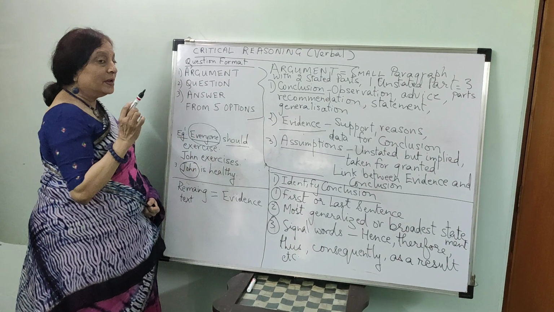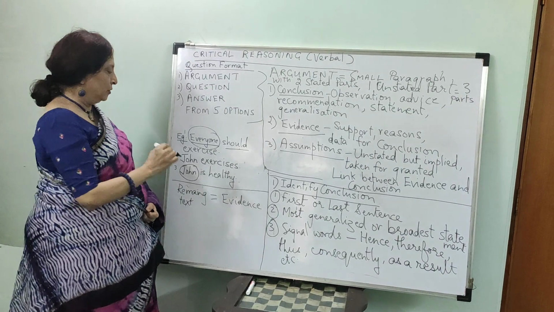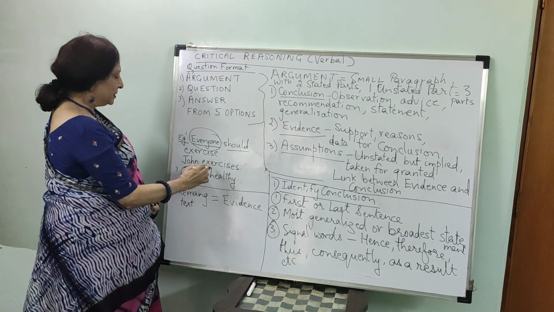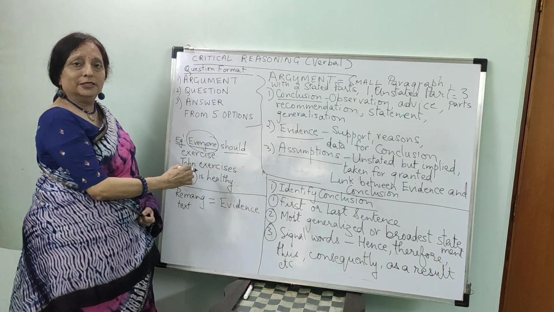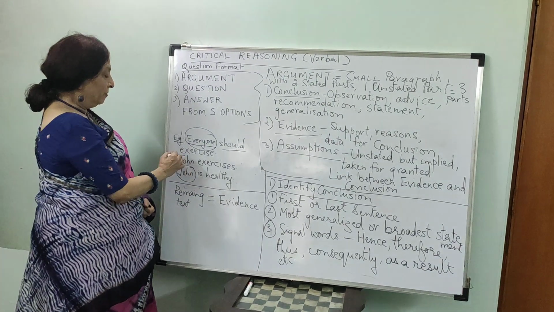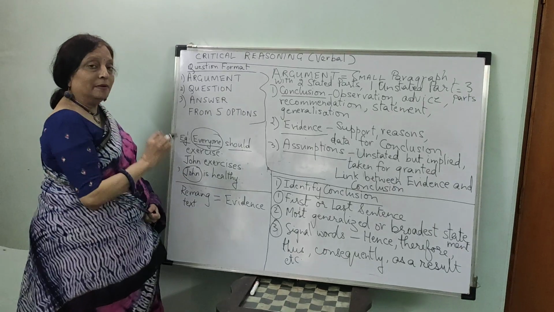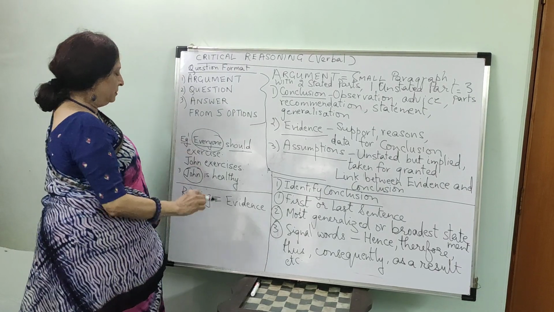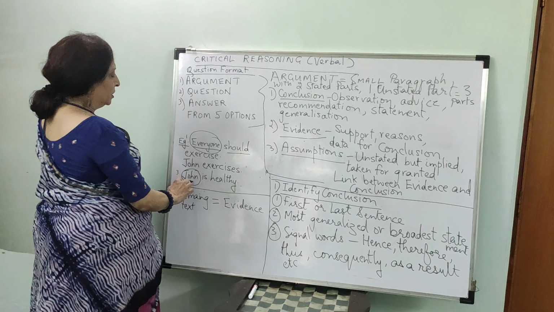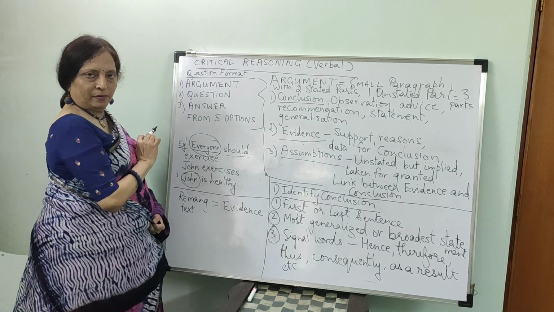Now, there can be a conclusion within the main conclusion. So, if we say John exercises, therefore, John is healthy, this could be a conclusion within the whole argument. But it cannot be the main conclusion. For what reason? Because John is smaller than everyone.